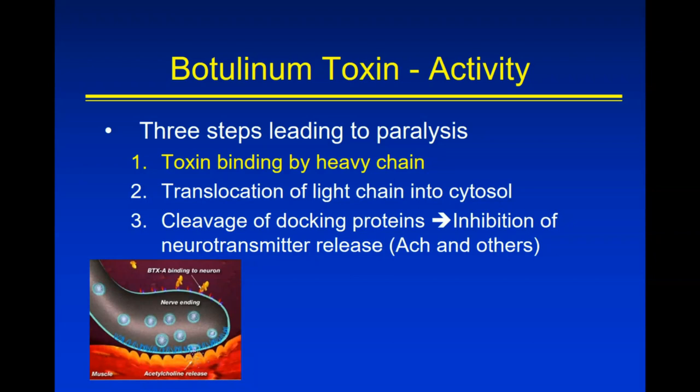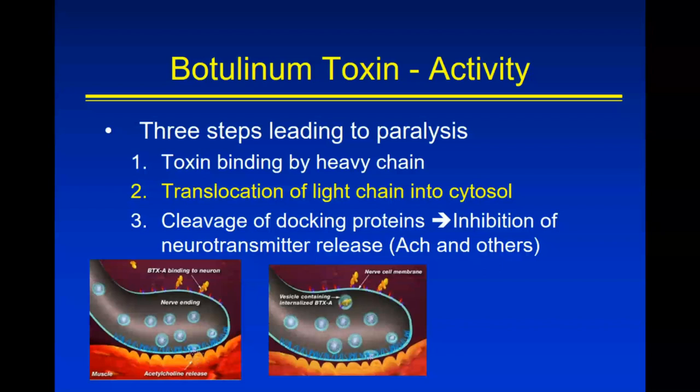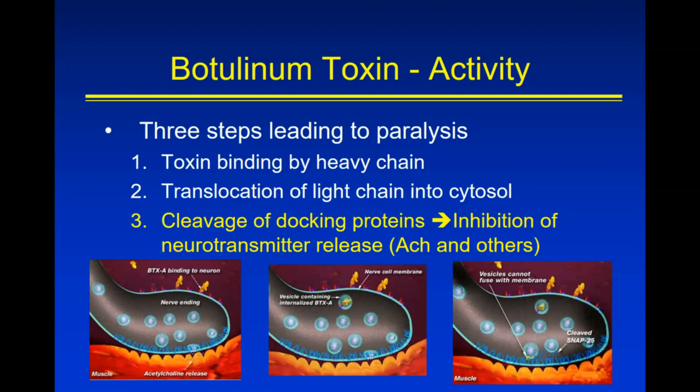So the toxin binds to the nerve ending at the level of the heavy chain, and then it gets translocated into the cytosol, and that's where it cleaves these docking proteins. It cleaves SNAP 25, and by cleaving SNAP 25, these vesicles that have neurotransmitters now cannot fuse at the nerve ending and deliver those neurotransmitters at the neuromuscular junction.